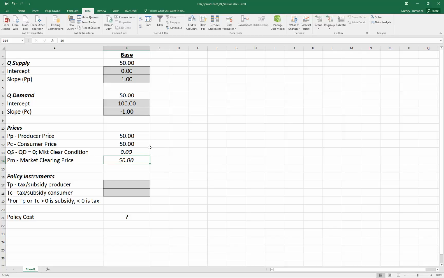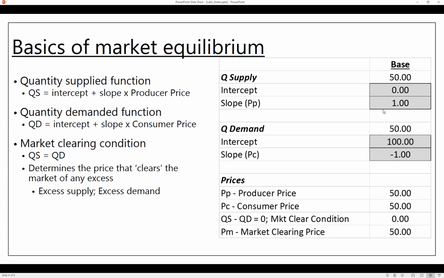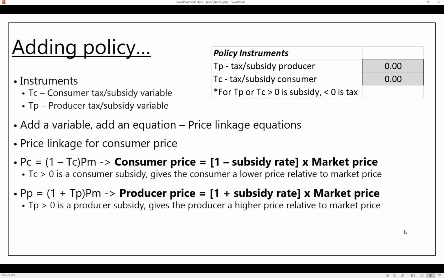Okay, so let's switch back and think about our policy instruments just a little bit, because this is the nature of our class, and we should be preparing to think about this. We just filled in our spreadsheet for this lab to look exactly like this, and we use goal seek to set this cell to 0 by changing this cell.